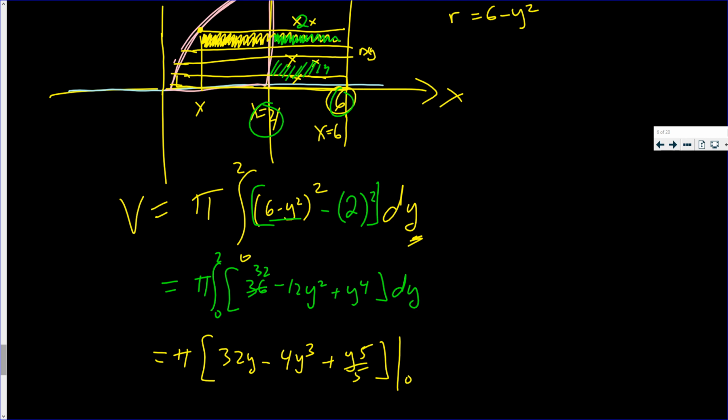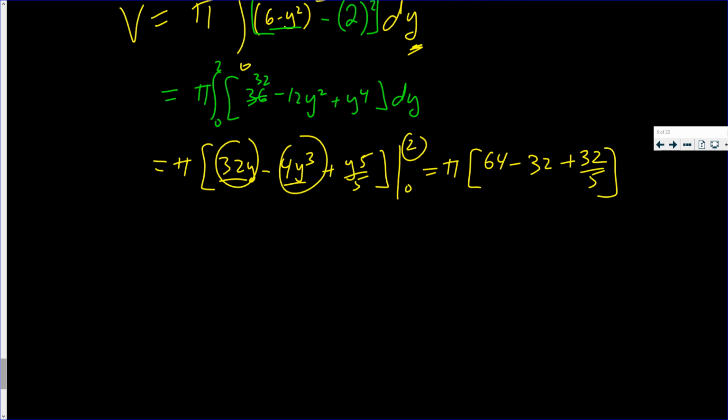Once again, if you plug in 0, you're going to get 0. 32 times 0 is 0. 4 times 0 cubed is 0, and 0 to the 5th over 5 is 0. So just plug in 2. 32 times 2 is 64, minus 2 cubed is 8 times 4 is 32, plus 2 to the 5th over 5.